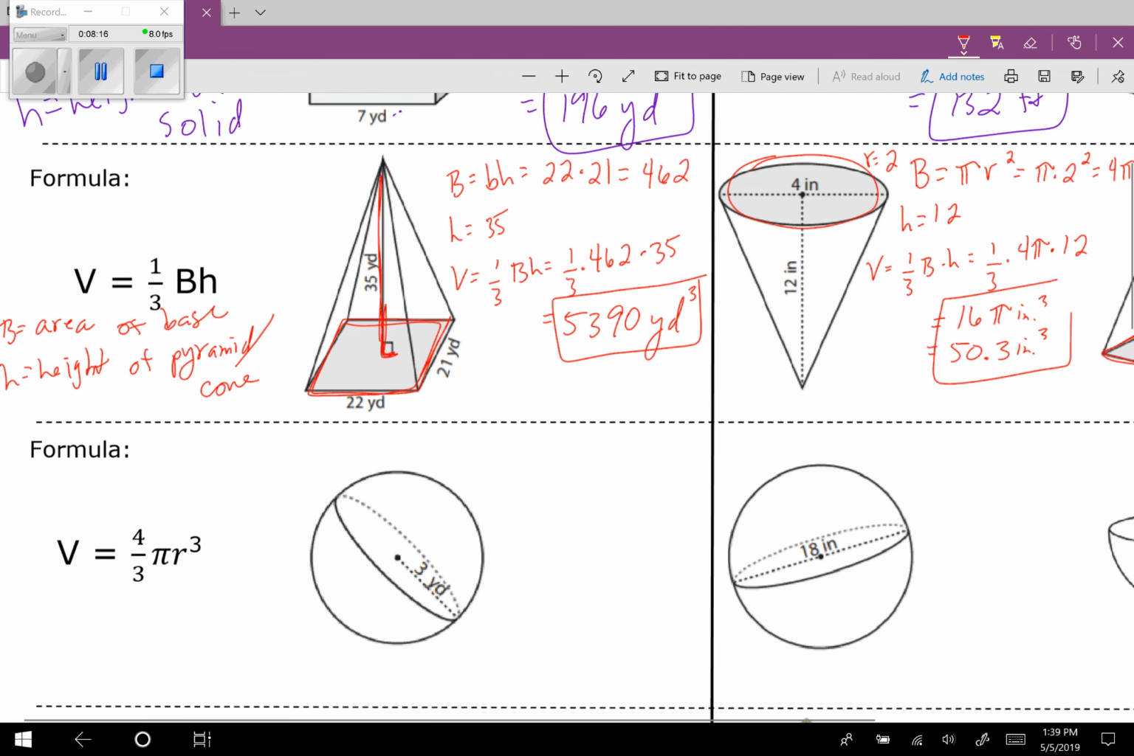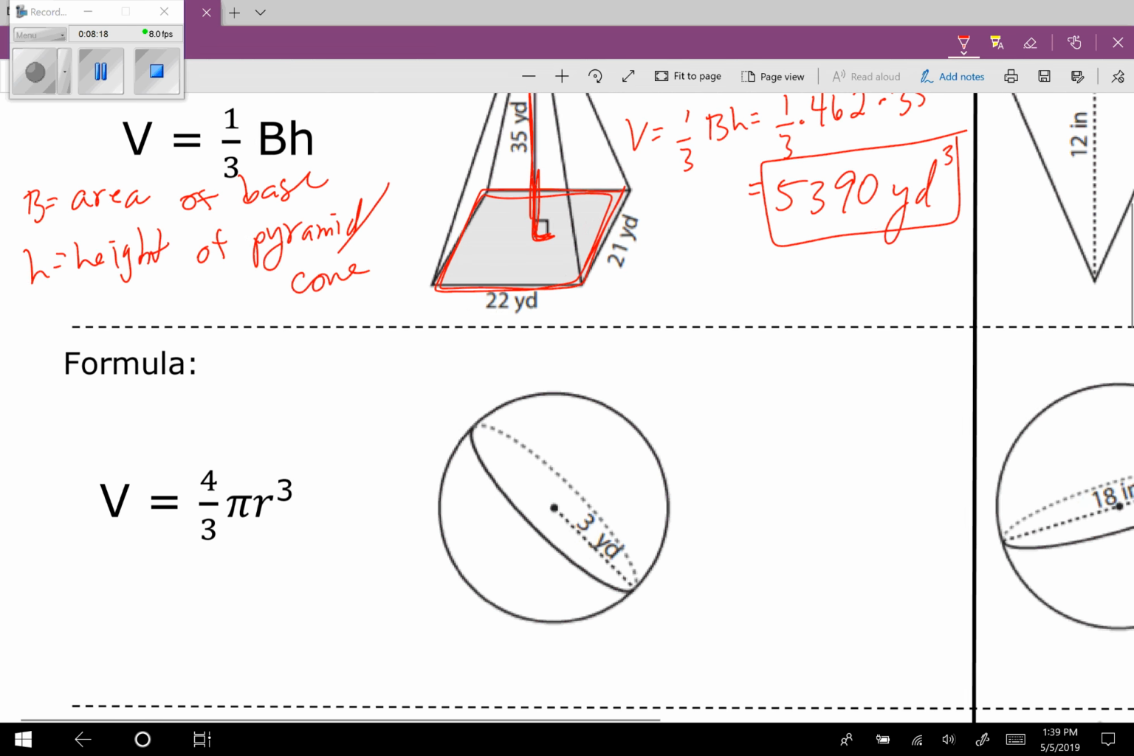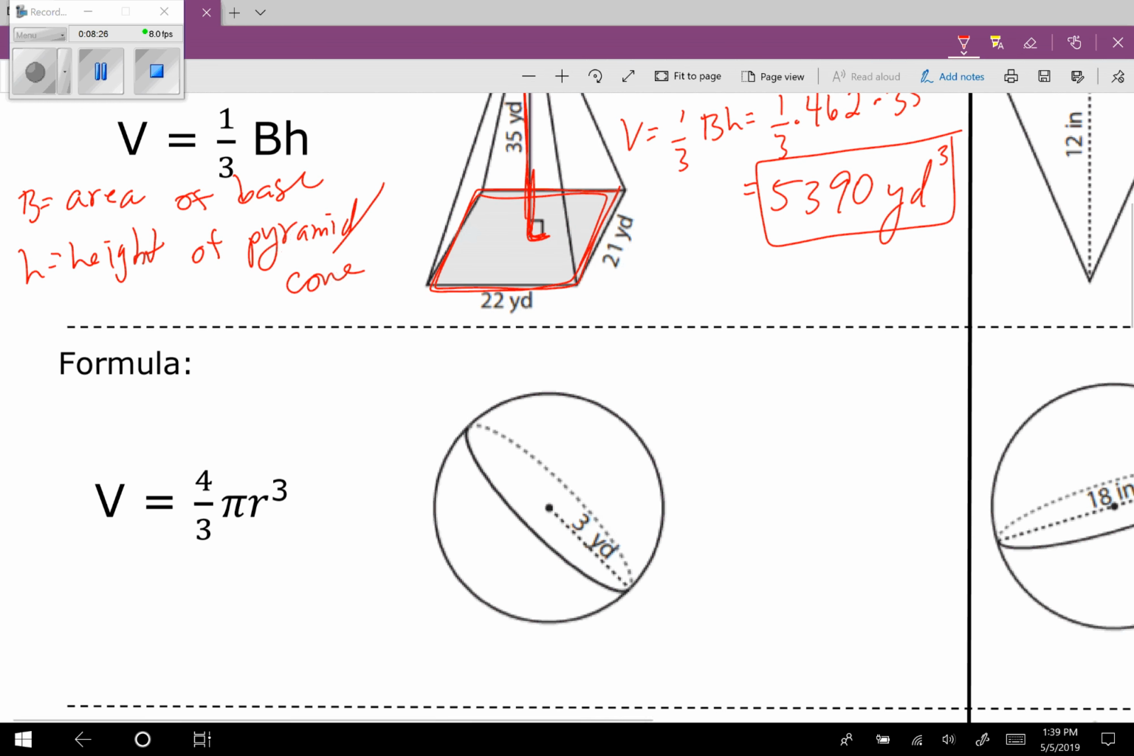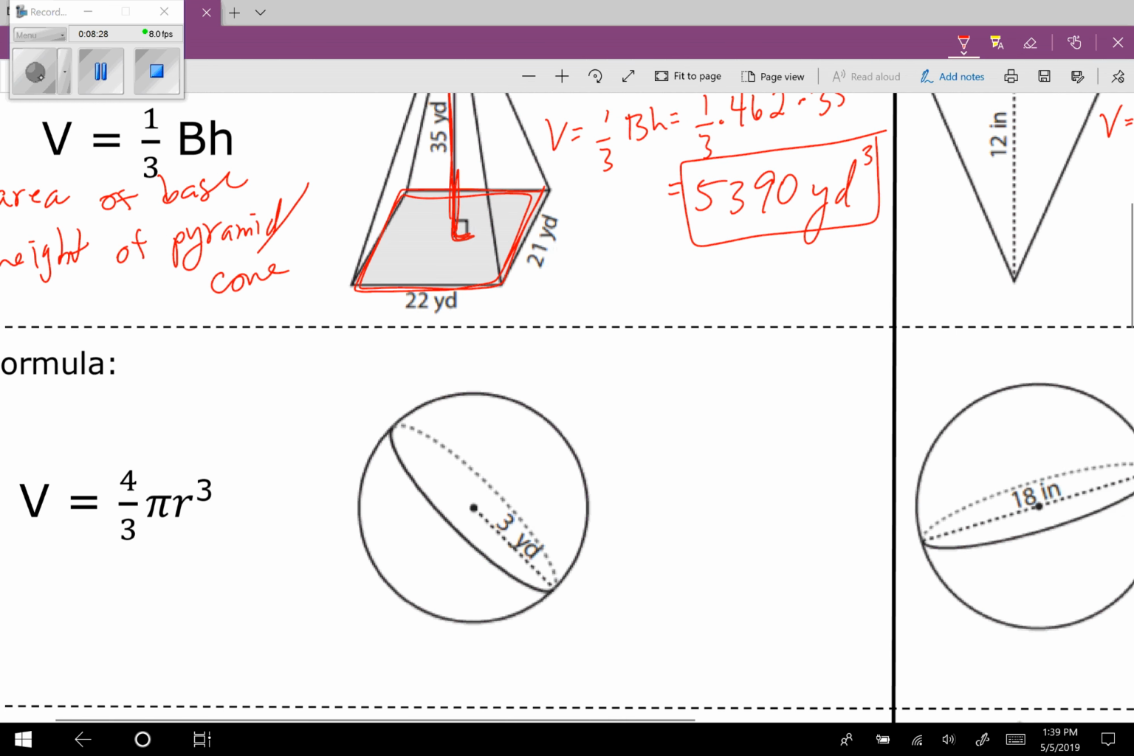All right, next kind we have are spheres and hemispheres. So the formula is 4/3 pi r cubed. Okay, and it's cubed because we're doing volume. So all you need to know about your sphere is that radius. So our radius is 3, so our volume is 4/3 times pi times r cubed, so 3 cubed.